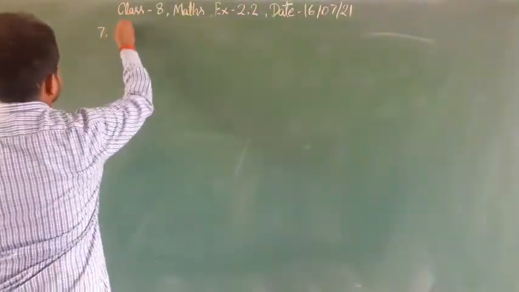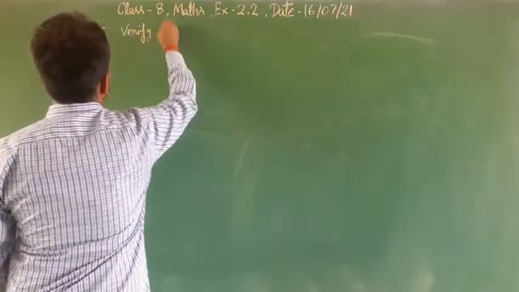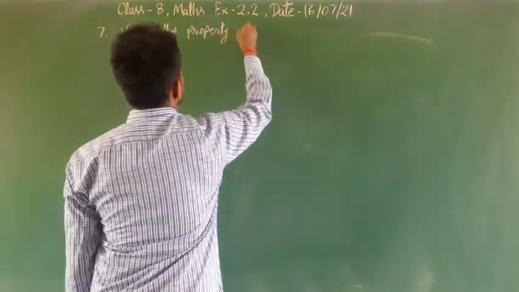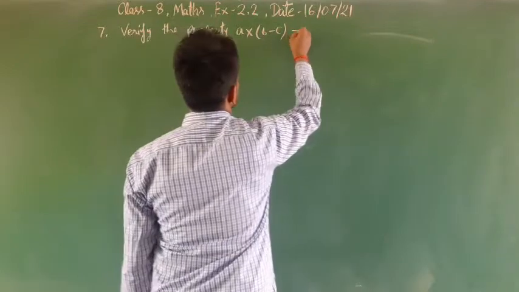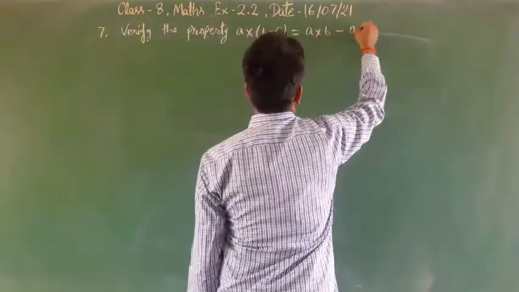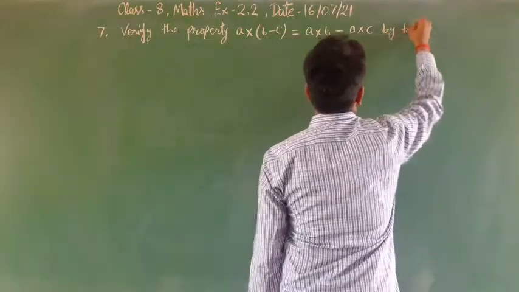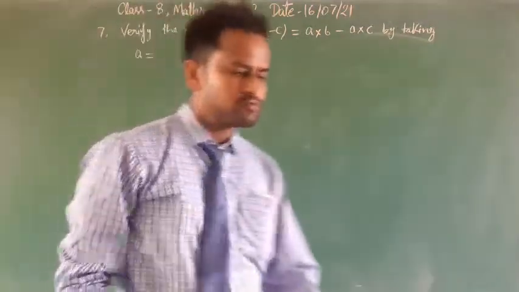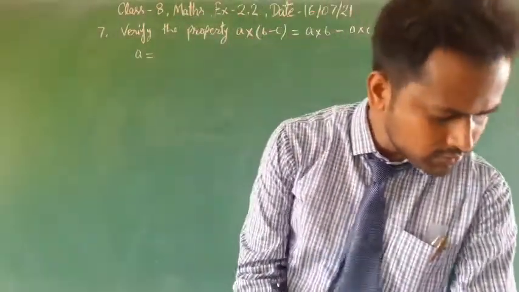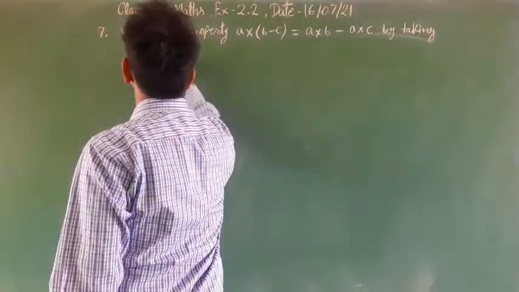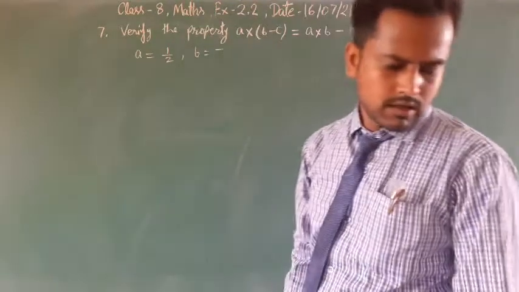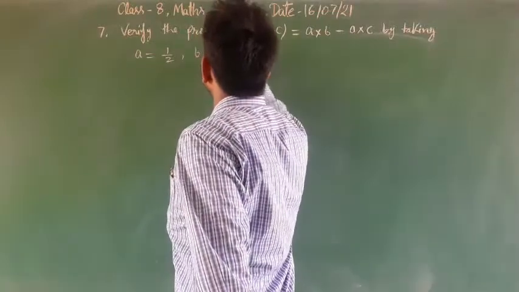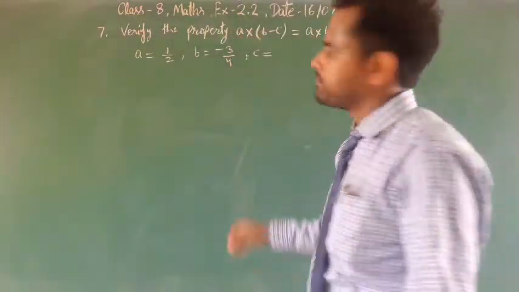Question number 7. Verify the property A into (B minus C) is equal to A into B minus A into C, by taking A equal to 1 by 2, B equal to minus 3 by 4, and C equal to minus 2 by 3.